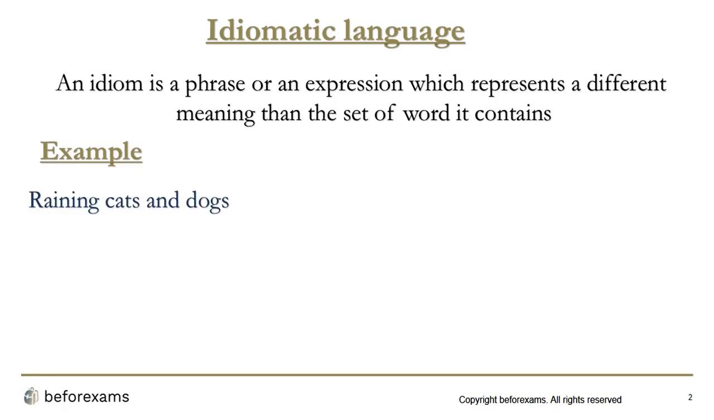First of all, raining cats and dogs. So raining cats and dogs doesn't actually mean that there are cats and dogs which are falling off from the sky. No, it means raining very heavily. So whenever it rains very heavily, we say that it's raining cats and dogs outside. This is an example of an idiom wherein the words in the phrase are different, and the meaning is totally different.